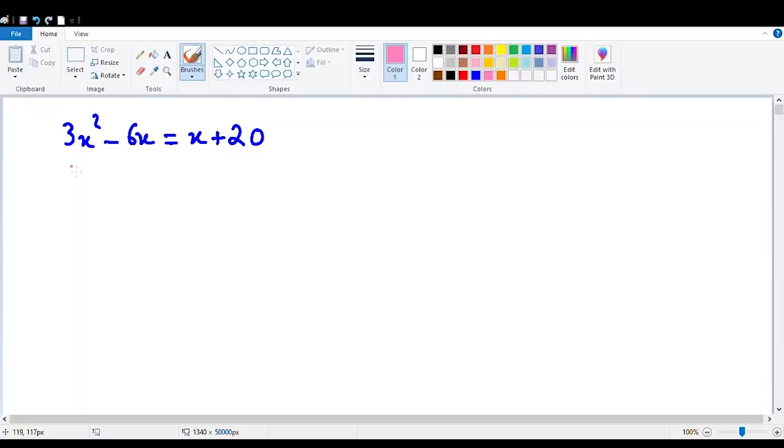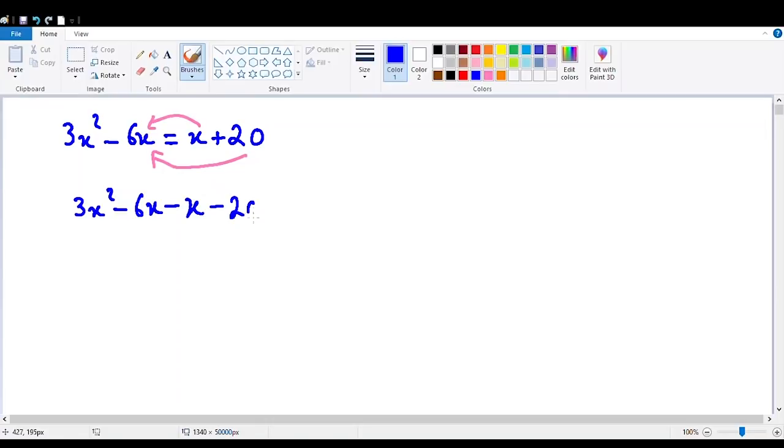So in this case, we're going to take x to the other side and we're going to take 20 to the other side, and we'll get 3x squared minus 6x minus x, because when x goes to the other side, it becomes minus x as its sign will change. So 20 is plus 20, it'll become minus 20.